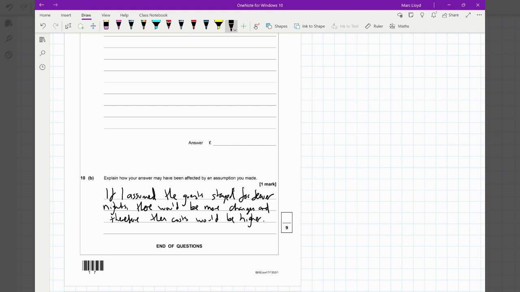And I remember falling out with my current year 12s over this one because there was a question that came up in their mock, and you have to say, if I assumed this was going to happen, then this would happen to my answer. You can't say, oh, well, if I assumed this differently, then it could have gone up or down. I've said here, if I said they stayed for fewer nights, there would be more changes and therefore the costs would be higher. So that is a clear assumption change followed by the consequences of that change.